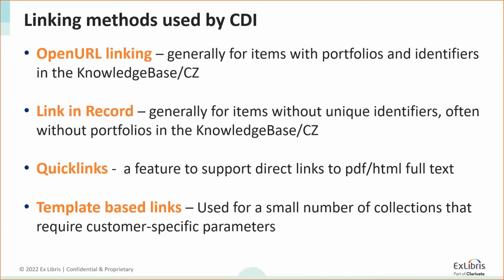Then we have the link in record. Generally, this is used for items without unique identifiers, and often these also don't have any portfolios in the knowledge base and the community zone. Many of these records are unique, so there is only one platform offering them anyway. That applies, for example, to a lot of the video material, material maybe also beyond the classic journal articles and books.